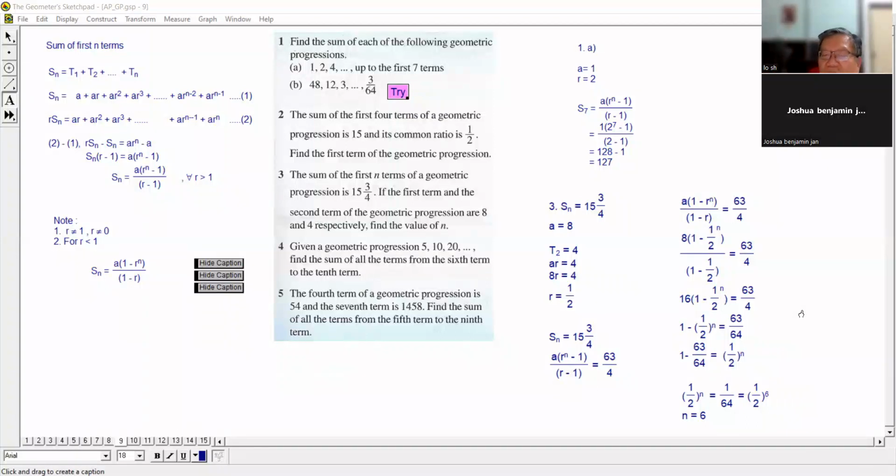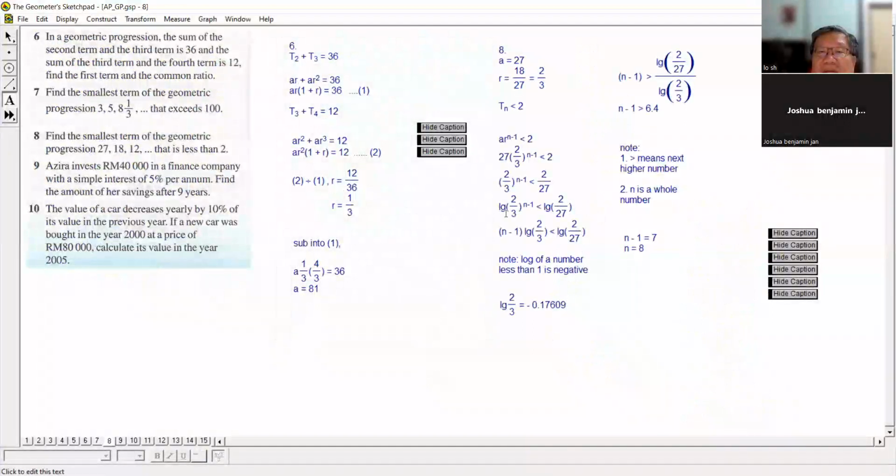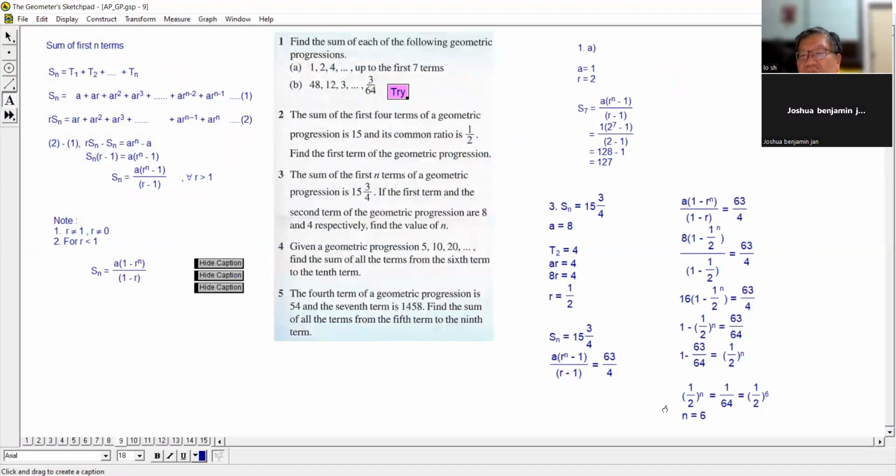Now, if you don't know how to do this, then you have to use log. But I can recognize this number, 64. 64 is 2 to the power of 6. So now I know n is 6. But if you cannot recognize it, what must you do? You have to take log on both sides. If the power is unknown, then you have to take log on both sides. But here I know I don't have to take log, so I know n is 6. Any question so far? Which step you cannot understand?